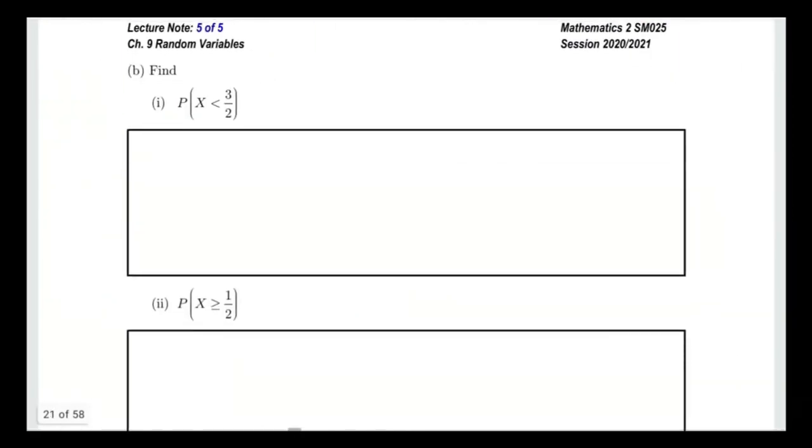Right, so proceed with B1. The question asks to find the probability of x less than 3 over 2. Since the notation is already in the form of less than, we can straight away write down P(x less than 3 over 2) equals f of 3 over 2. Okay, we are going to use the CDF since we already calculated it. We have found the CDF. So you just substitute 3 over 2 into the correct function of the CDF. So we have to find out where x equals 3 over 2.